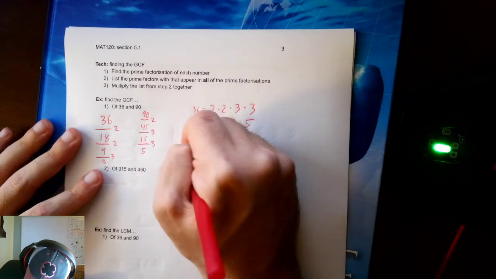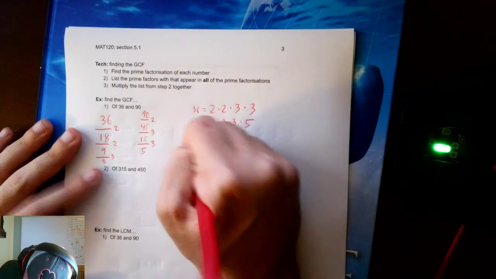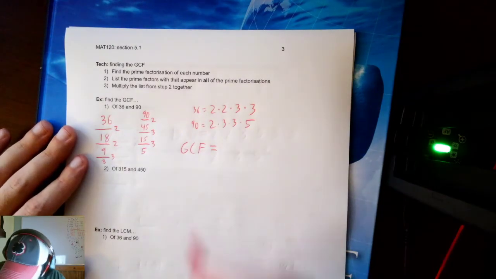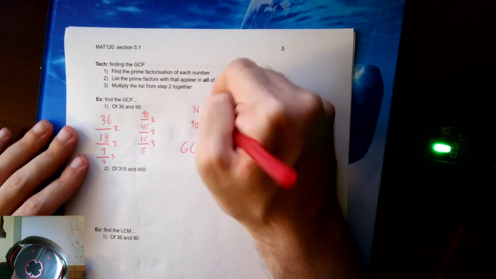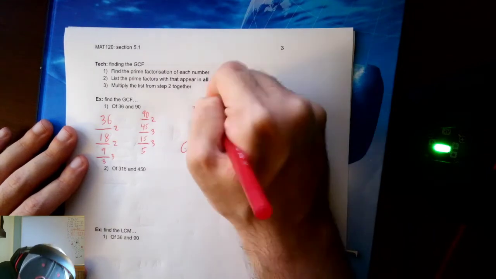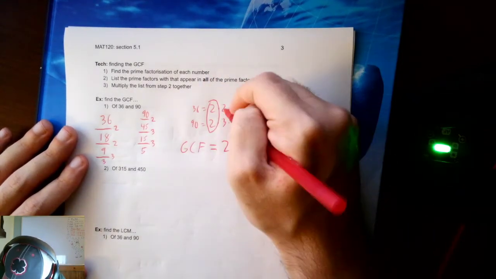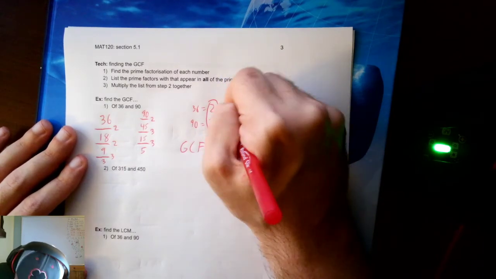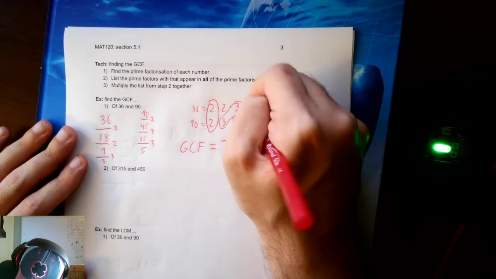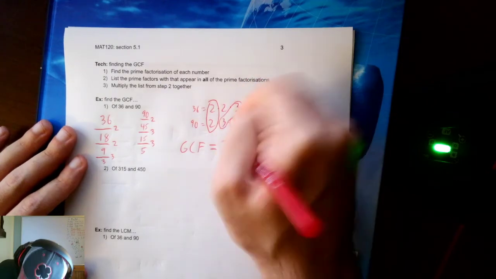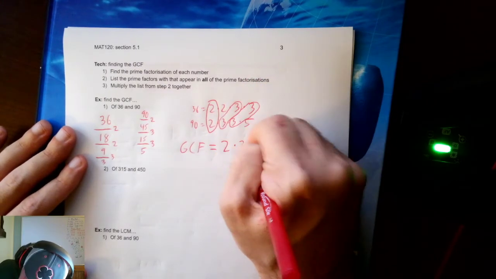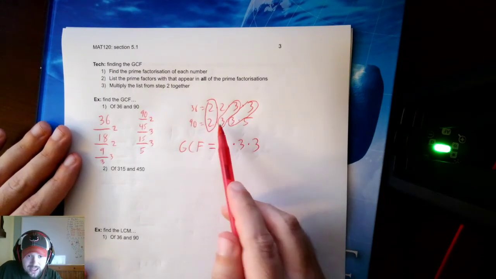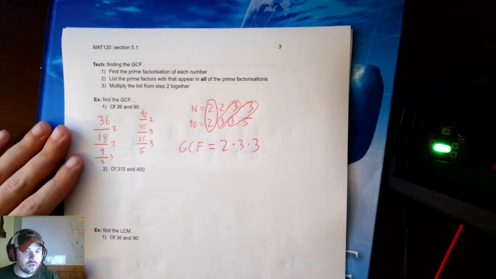Well, for my answer, for my GCF, I'm going to find the ones in common. They both have a 2. Do they both have a second 2? No. This one has a 2, this one doesn't. They both have a 3, though. And they both have a second 3. So my answer will list each of those. A 2, a 3, and a 3. Those are the ones that were in common.